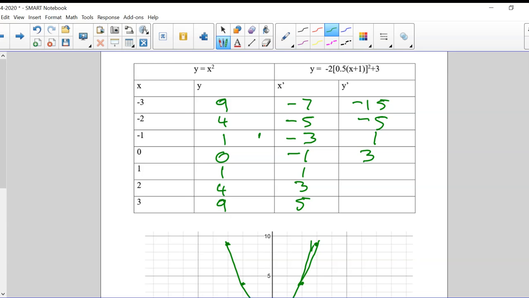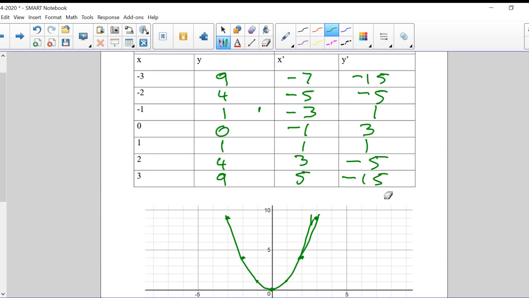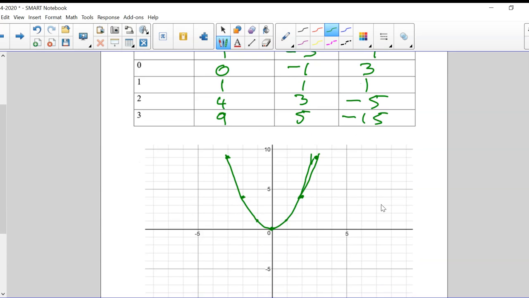Now, we really don't have to do any more work on this one because these y values we already have. When it was 1, it was 1, so we can put that one back. When it was 4, we had -5. When it was 9, it was -15. So we already have the y values worked out, so we really don't need to do anything more than that. So I can go ahead and draw my graph now.